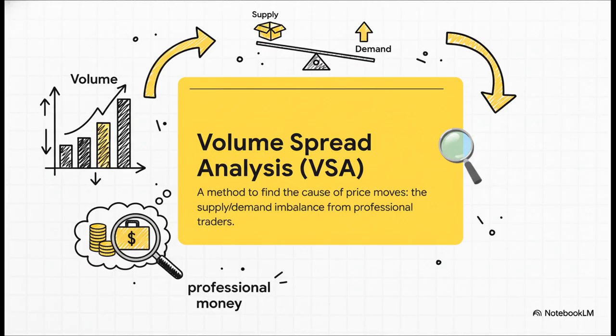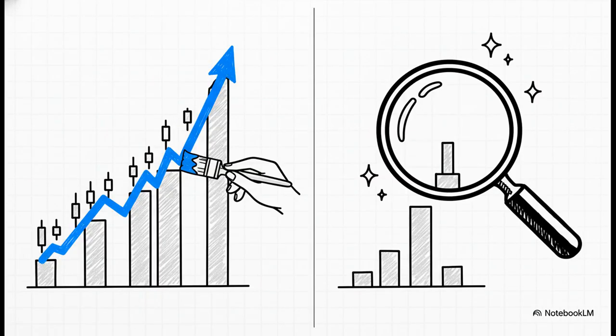And that cause is always this epic tug of war between supply and demand, a battle that's almost always driven by the actions of professional money. And here is the single most important point you need to get. Smart money can totally paint a misleading picture on the chart. They can create fake spikes, fake drops, anything to trick you. But the one thing they cannot hide is the volume, the amount of raw activity it took to create that move. Volume, my friends, is the market's ultimate truth serum.